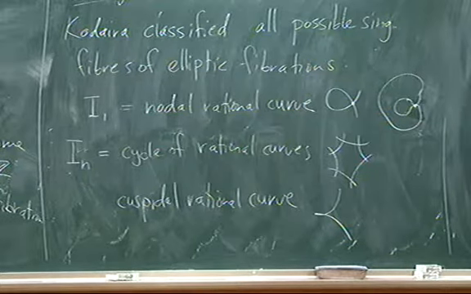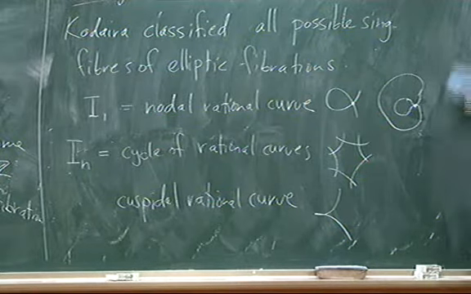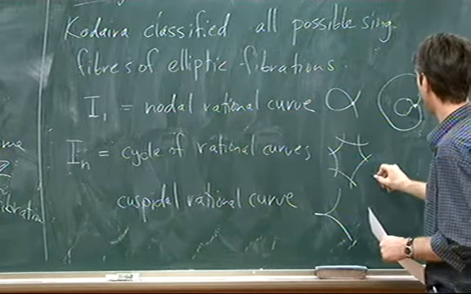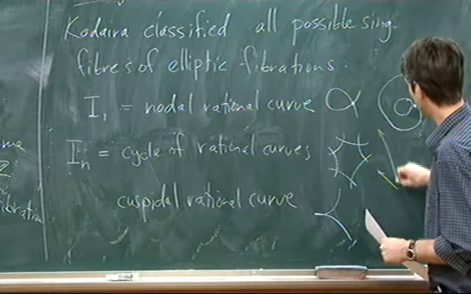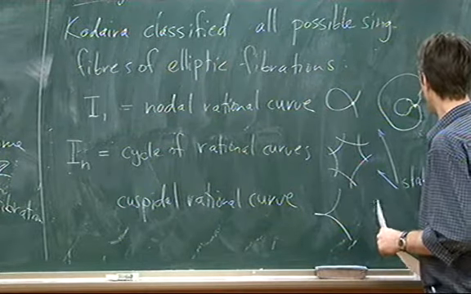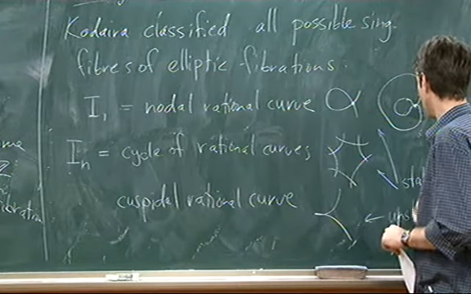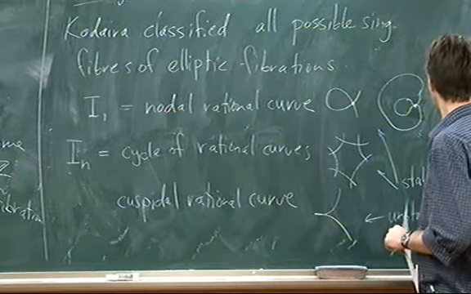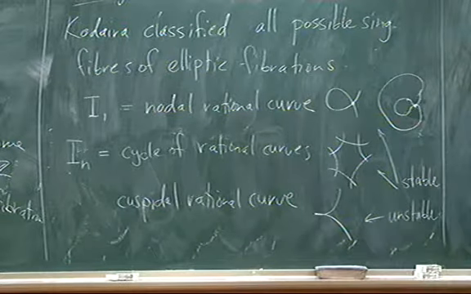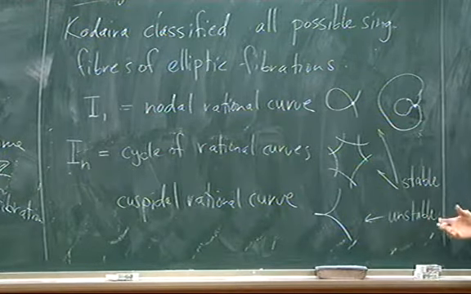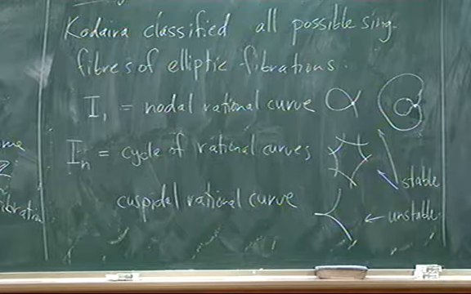So the ones with just nodes are stable curves, sort of stable degeneration. So these ones are stable. This one is unstable. And if you have a family of elliptic curves and you have some unstable one occurring, you can do some base change and there's a stable reduction theorem.